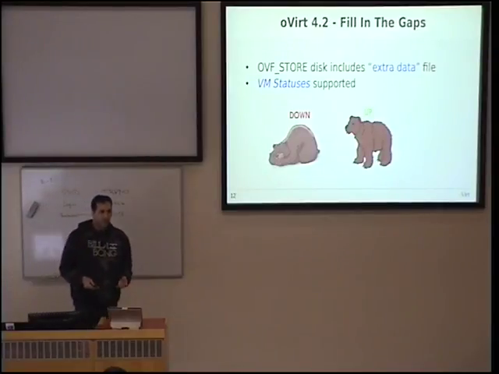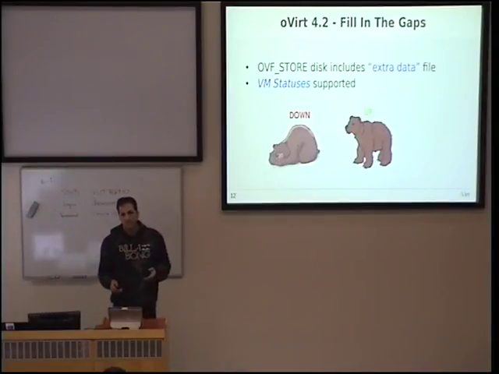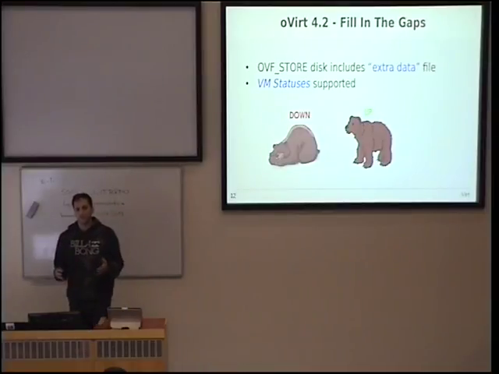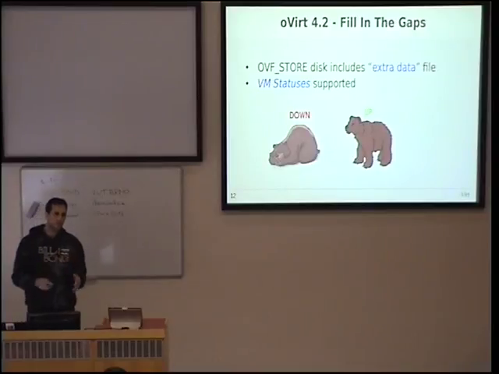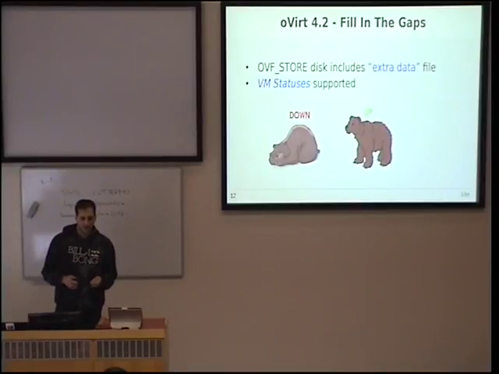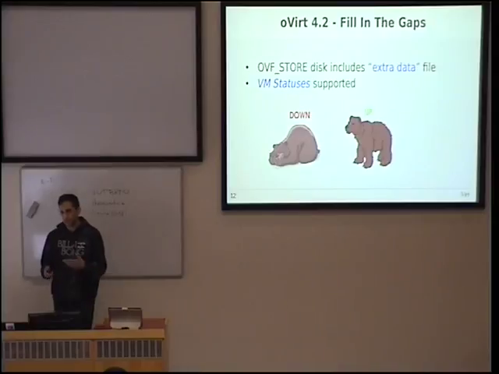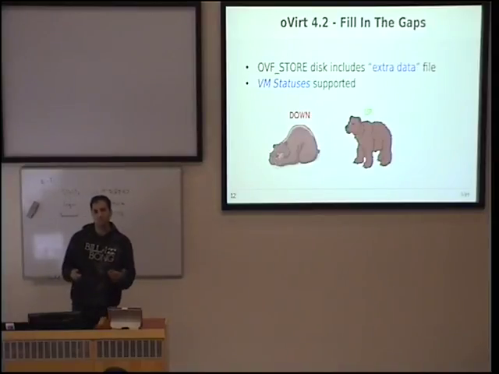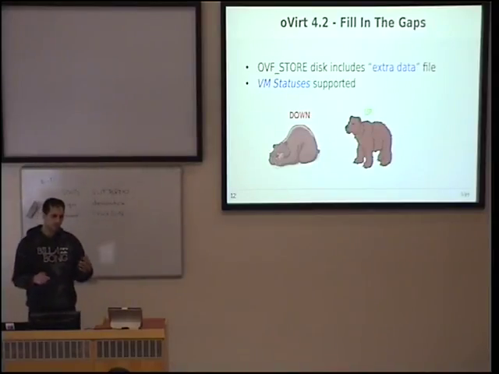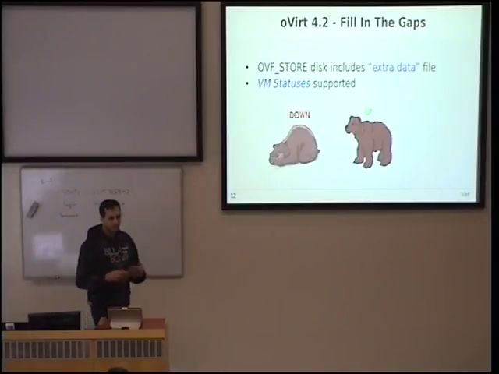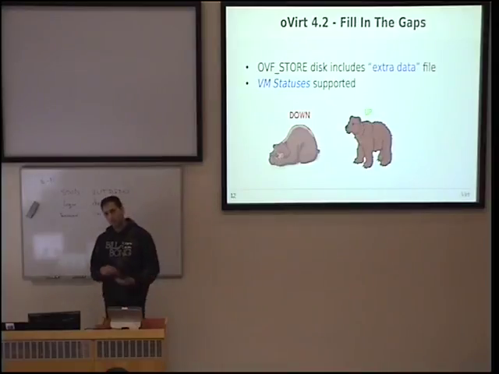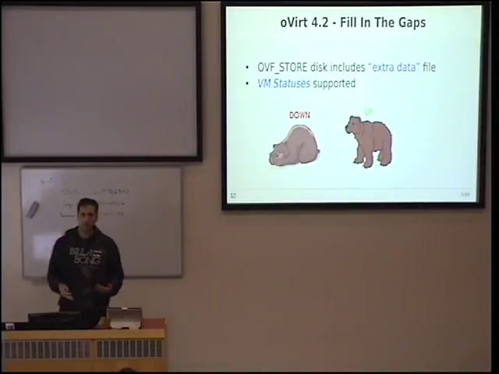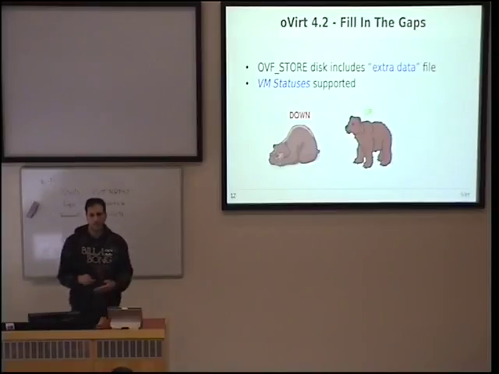Second of all, we added a new file in the OVF store that basically will contain some kind of extra data that does not really belong to the OVF. And one of those properties is the VM statuses. So now, every few times, we get a backup to the OVF store disk of all the VMs which were running before that. So when the admin wants to recover his data center, he can know which VMs ran before, and he can decide whether to run them again or not.